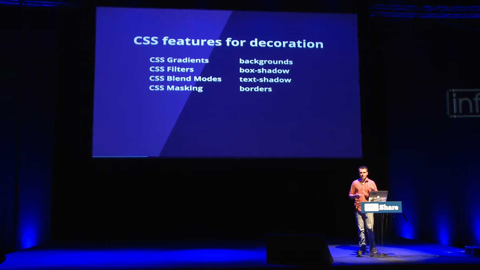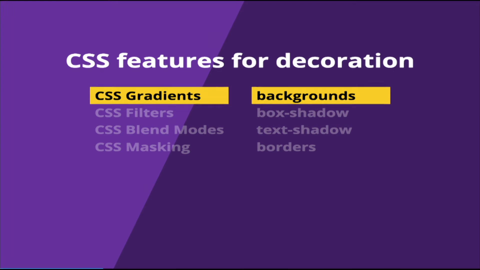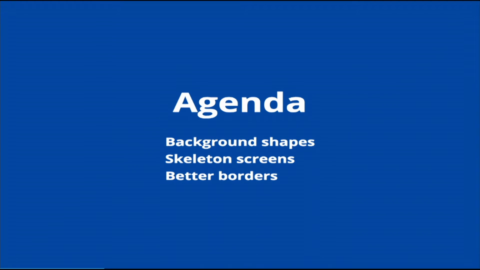CSS, however, does have amazing features for decorations. And I can just mention gradients, filters, blend modes, shadows, borders, and whatnot. But time's short, so I'm just going to focus today on two: CSS gradients and background images. So here's what we're going to go over today. We're going to look at how we can create background shapes using CSS gradients. We're going to use this knowledge to create skeleton screens to improve perceived performance. And we're going to have a quick look at making borders behave better in browsers. So without further ado, let's get into CSS gradients.